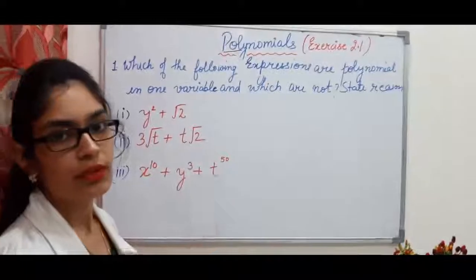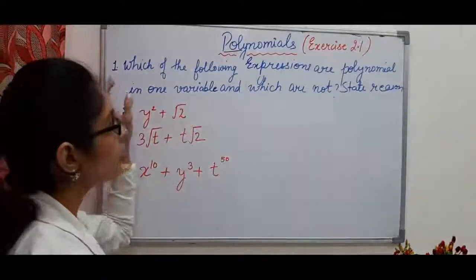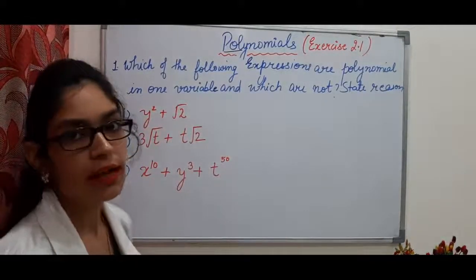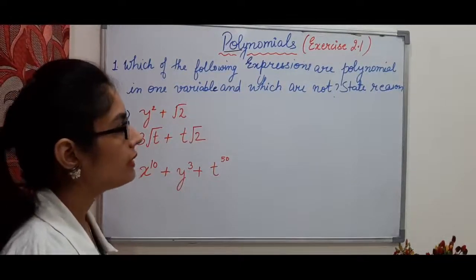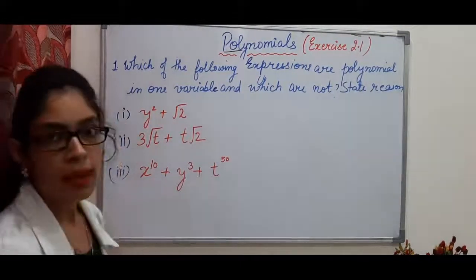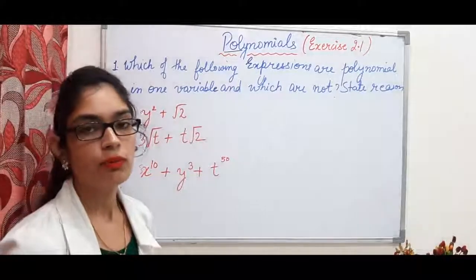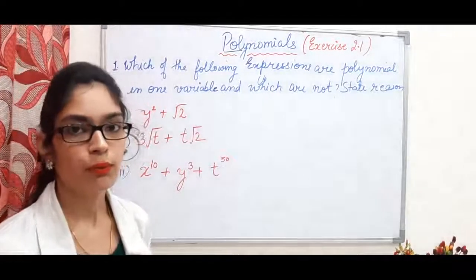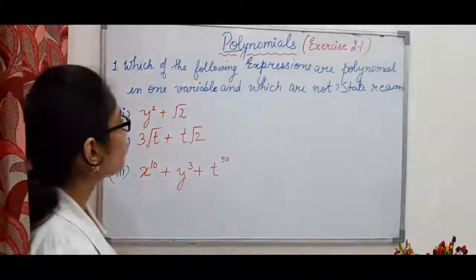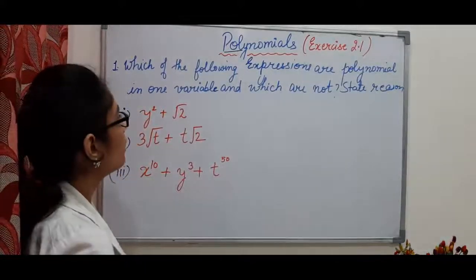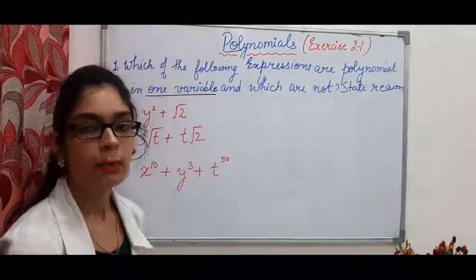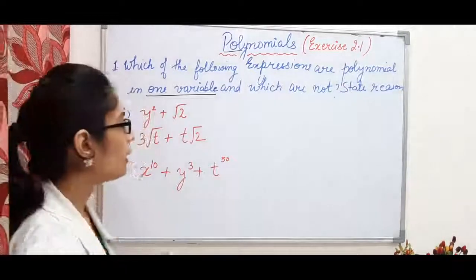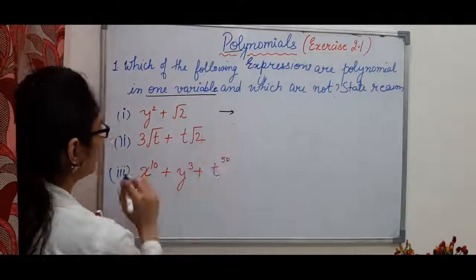The first question of the exercise is, which of the following expressions are polynomials in one variable and which are not. State reasons. There are 5 parts for the first question, and I will do 3 here and 2 parts you have to try yourself. Polynomial in one variable I have already explained: in which only one alphabet is there, that is a polynomial in one variable. So let's see.